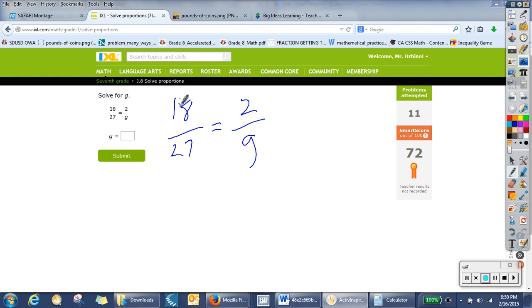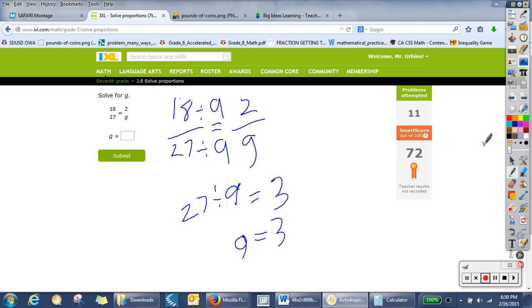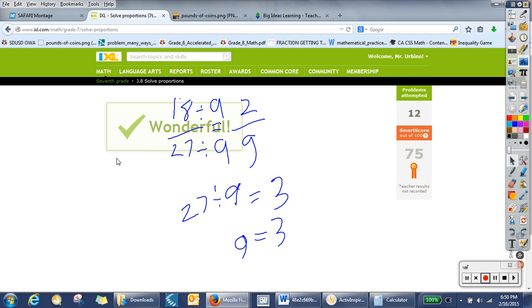Let's say a number divided by 18. Let's see, what number could that be which will give me 2? 18 divided by 9 will give me 2. So using that same number, 27 divided by 9 will give me 3. So I know that g is equal to 3. Alright, that means 75. Let's get to 80.